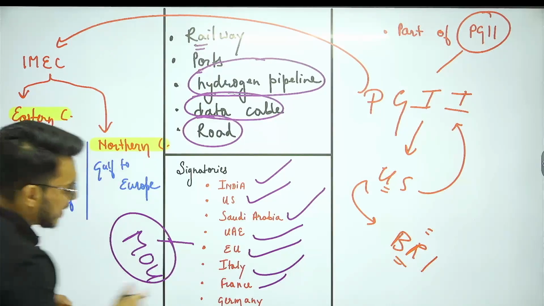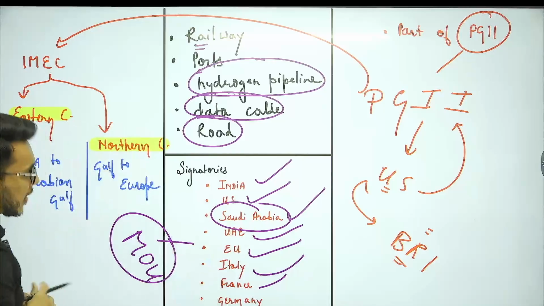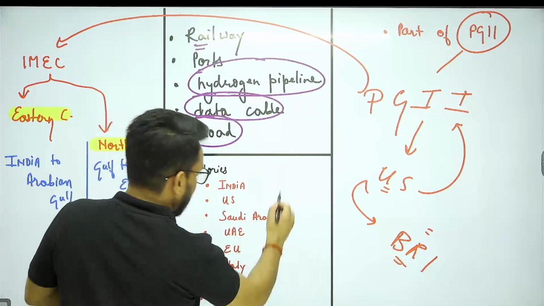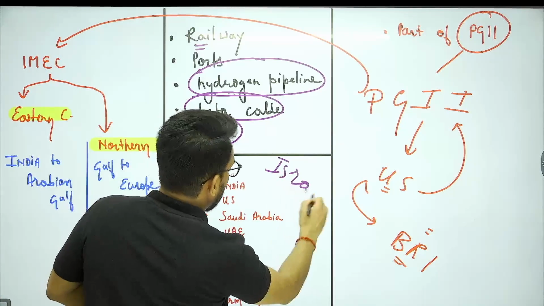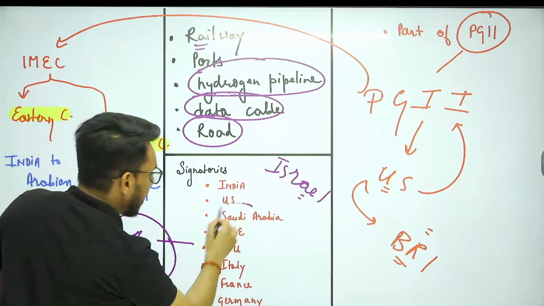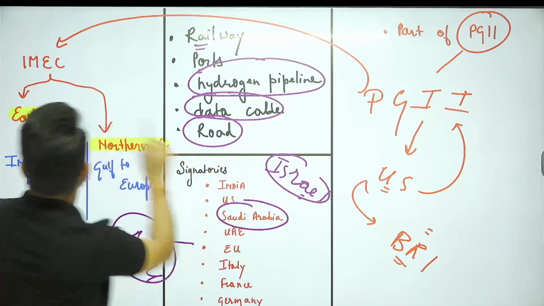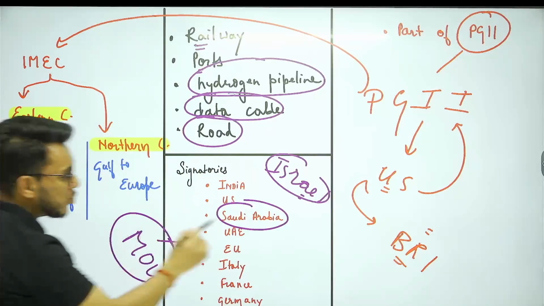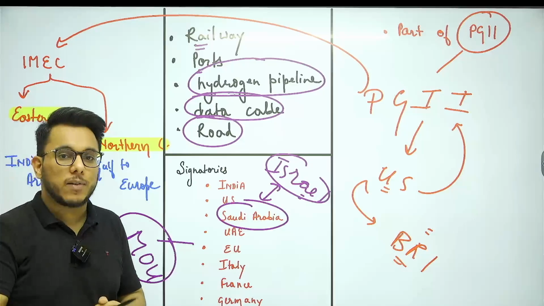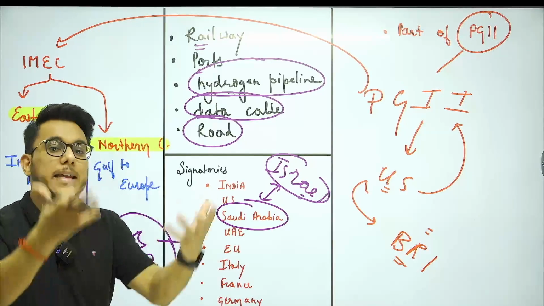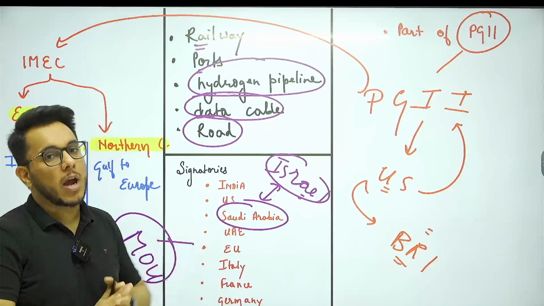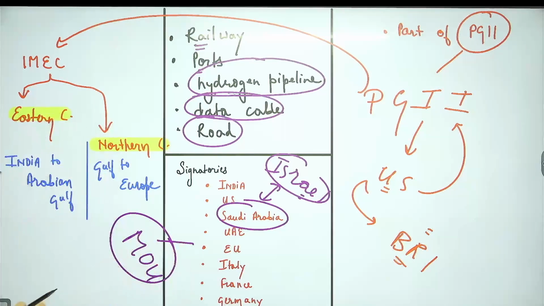Because if you see, Saudi Arabia is there. Also, one more country is there, Israel. Please note it down. Israel is also there. Now, we have Saudi Arabia and also we have Israel in this IMEC. And you see that between Israel and Saudi Arabia, ideological conflict has again re-emerged. Why? Because of the Hamas war that is going on. So therefore, cooperation on IMEC right now is suspended.